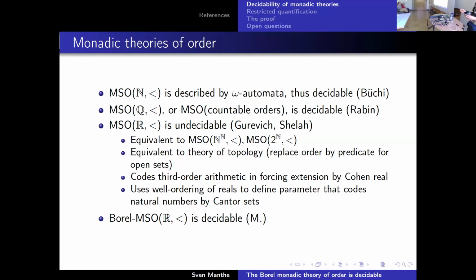It turns out that it actually codes third order arithmetic in a forcing extension of the universe given by a Cohen real. And this is quite close to the precise bound, although the precise bounds are not known. The idea of the proof is to use a well-ordering of the reals. Using this well-ordering of the reals, one can define a parameter set, and then code natural numbers by certain Cantor sets. But one can only code them locally with the Cohen forcing.